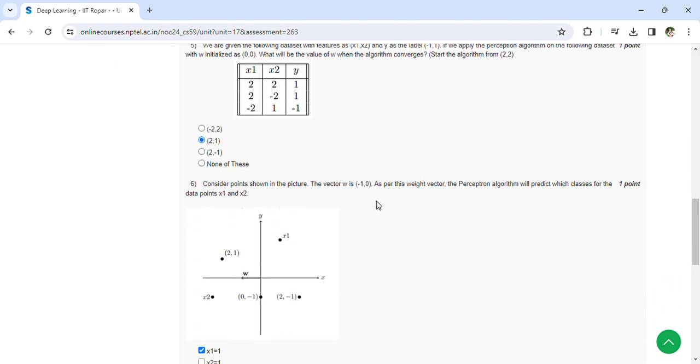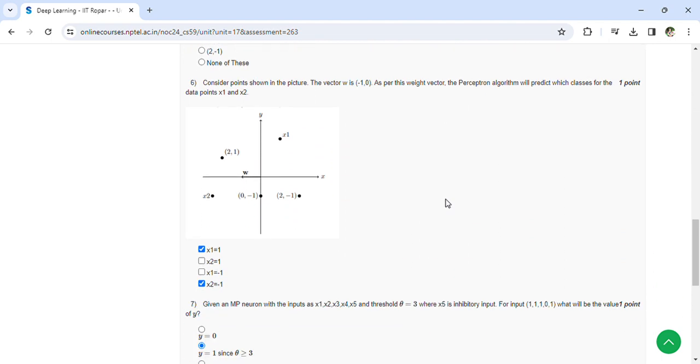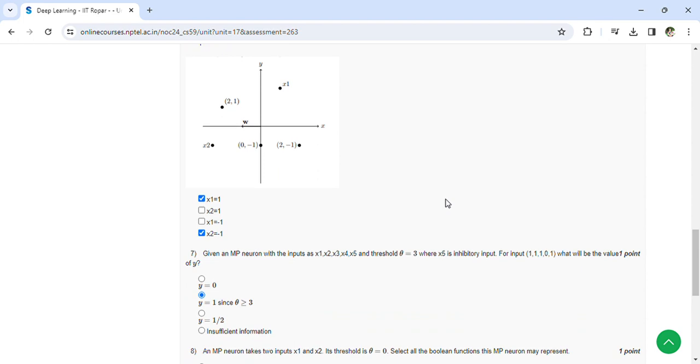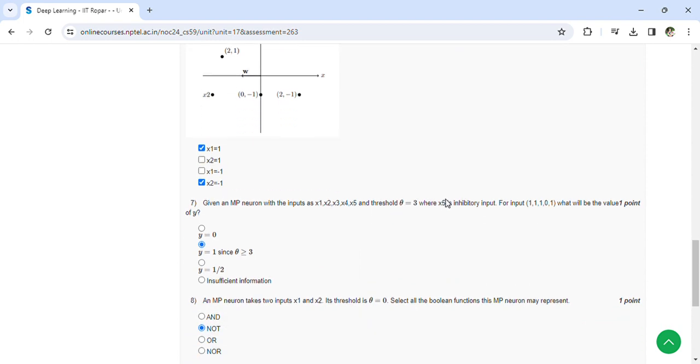Considering the points shown in the picture, the vector w is equal to -1, 0. As per the weight vector, which class will the perceptron algorithm predict for the data point x1 is equal to 1, x2 is equal to -1? Given an MP neuron with the inputs x1, x2, x3, x4, x5 and threshold theta is equal to 3, where x5 is an inhibitory input, for input 1, 1, 1, 0, 1, what will be the value of y? So y is equal to 1 since theta is greater than or equal to 3.